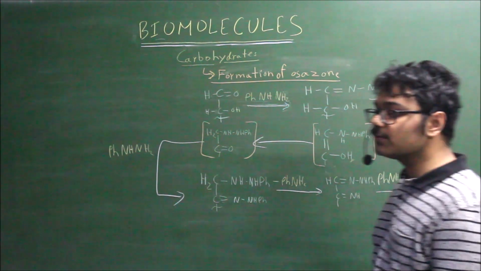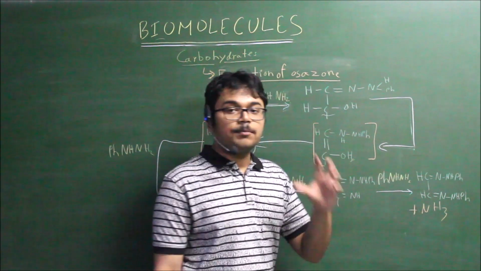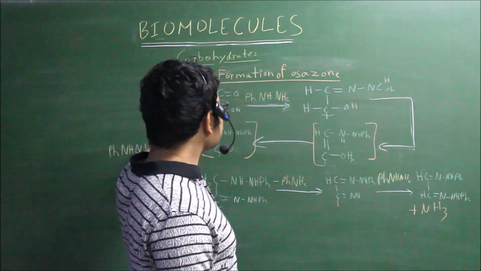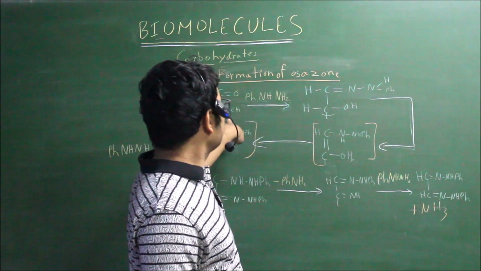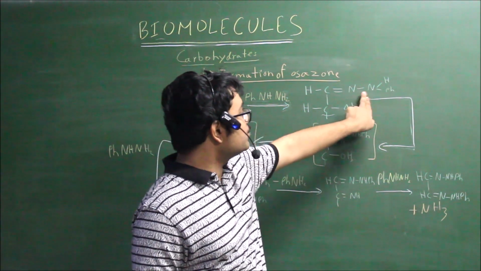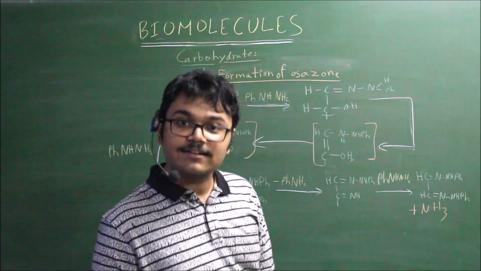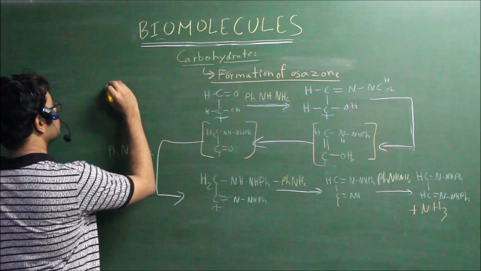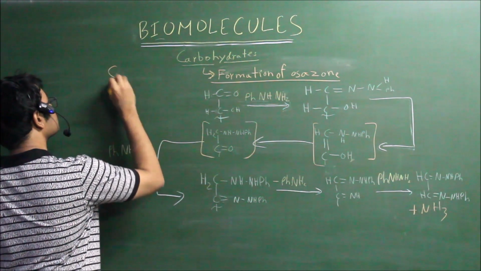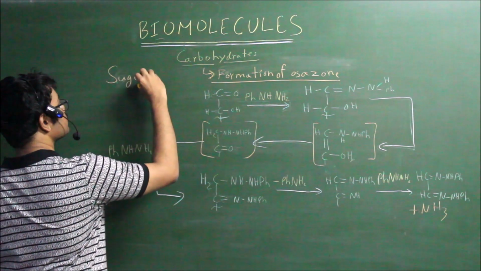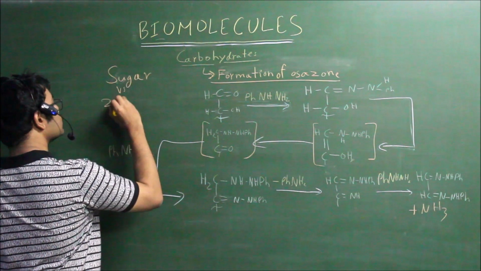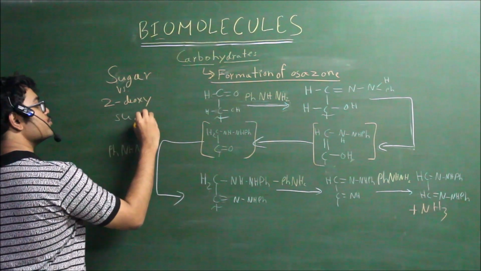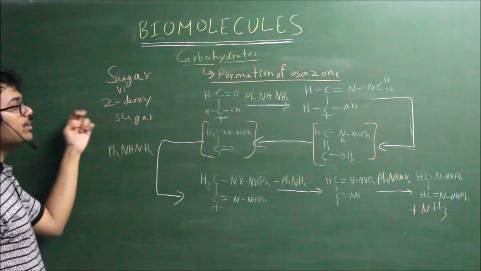What is osazone formation useful for? Firstly, it can tell a particular sugar apart from its deoxy version. Okay? If instead of glucose, this was 2-deoxyglucose, then this would have been just hydrogen, not OH. Then it would have formed the phenylhydrazone, but the second and third steps wouldn't have taken place. Okay, so it can tell, let's write that somewhere, sugar versus 2-deoxy sugar. So it helps you tell the sugar apart from the 2-deoxy sugar.